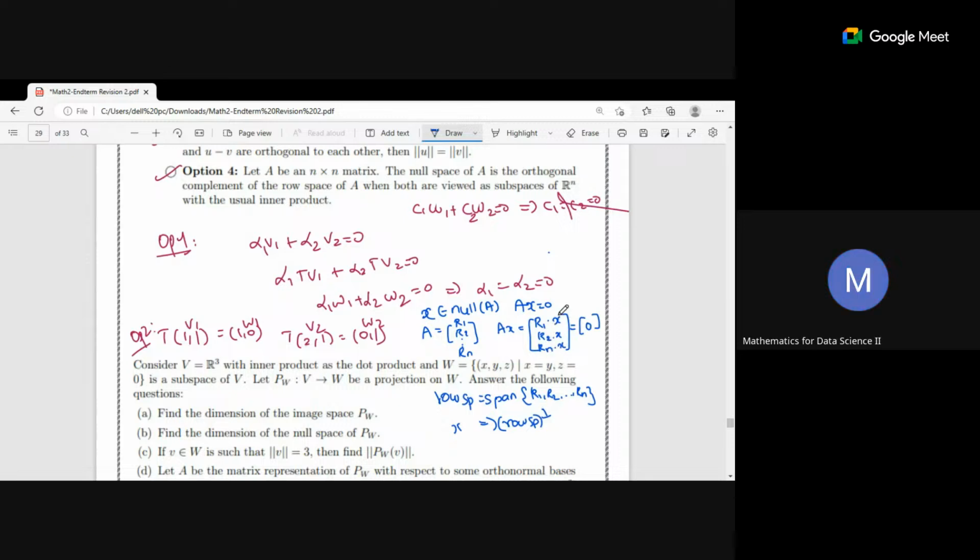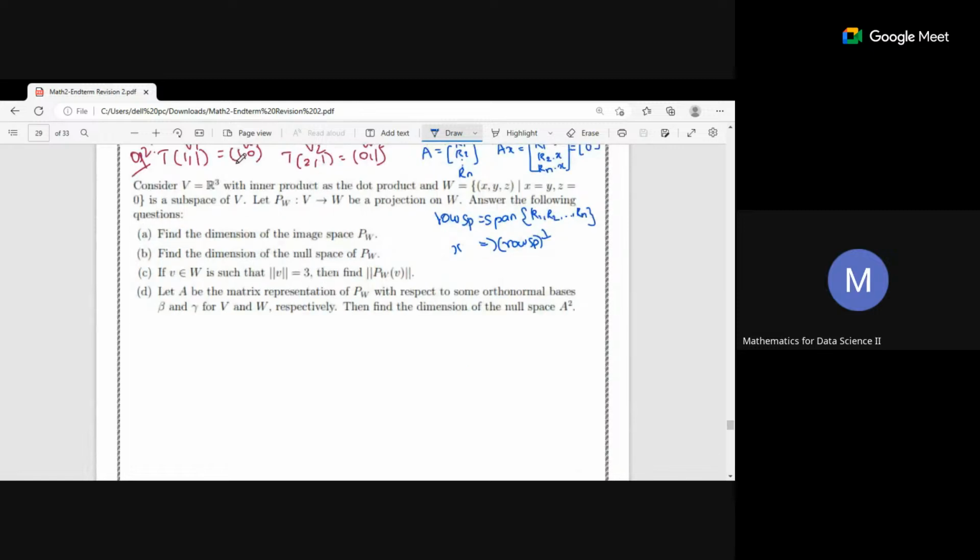Using a similar argument, if x belongs to row space complement, then R1 dot x, R2 dot x, all these are 0. So it belongs to null space. Do you understand this proof? Row space complement means the inner product has to be 0 with x. That is what is happening. Here, Ax is equal to 0, so R1 dot x, R2 dot x, Rn dot x, all are 0, right? Okay, fine.